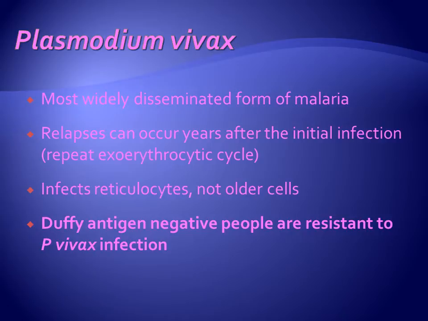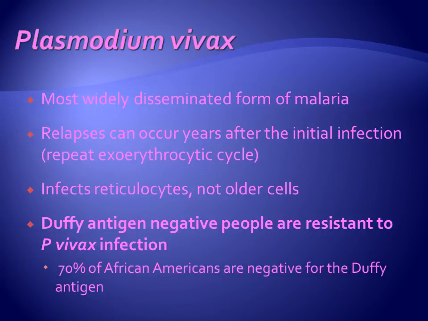So over the millennia, there's been an evolutionary pressure to have a lot of individuals that lack Duffy antigen in areas of the world where P. vivax is prevalent. So today, about 70% of African Americans are negative for Duffy antigen. Why? Because their ancestors are from part of the world where malaria caused by P. vivax was prevalent. And so there was a pressure on the gene pool that led to the production of many people who lacked that particular antigen.